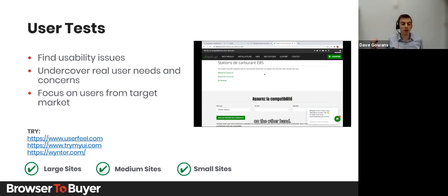And people like Userfeel, Try My UI offer this. If you're looking for B2B, there's a company called Winter. They're more in the tech space, marketing space, but if you need a B2B audience, they can provide that sort of thing.